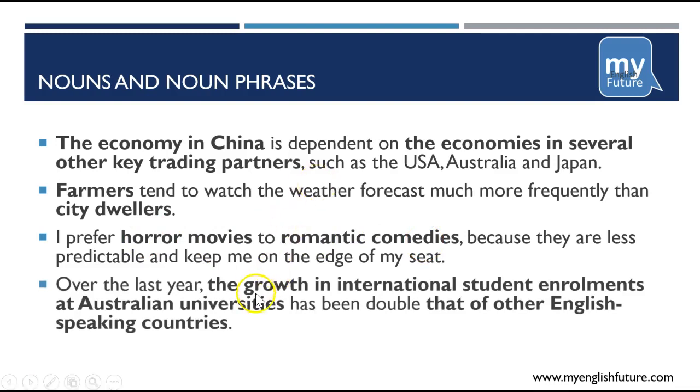Over the last year, the growth in international student enrolments at Australian universities has been double that of other English-speaking countries. Oh my gosh, this noun phrase is so long. One, two, three, four, five, six, seven, eight, nine words for one noun. So we don't want to repeat. It's too boring for the listener or the reader. So what do we do? We can just use the word that, but only if we are comparing to a noun, the word growth.